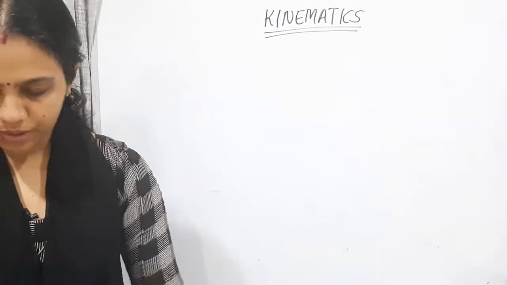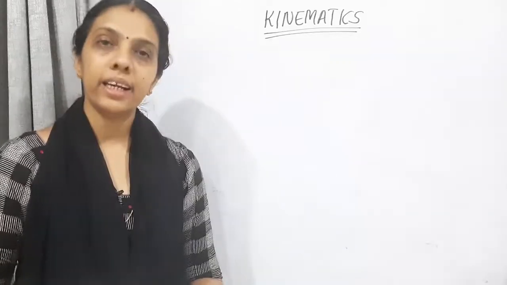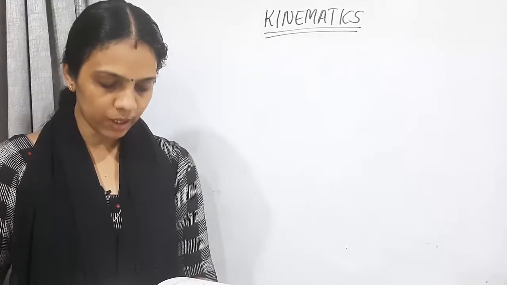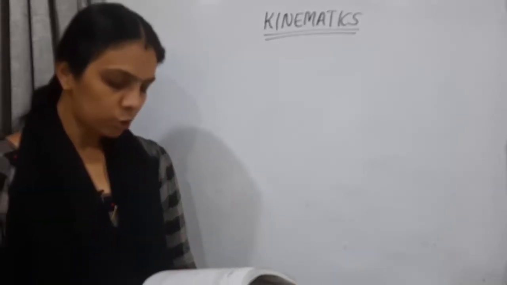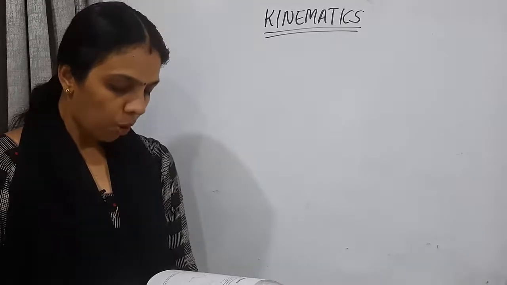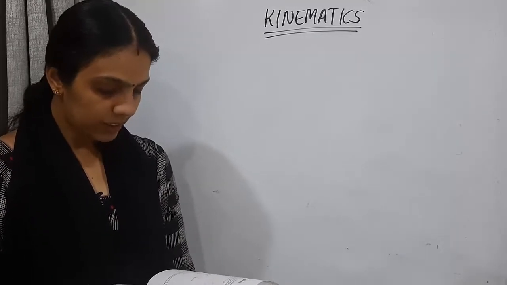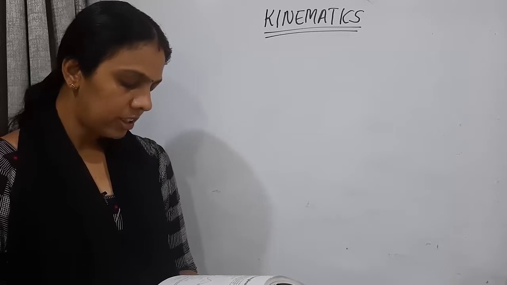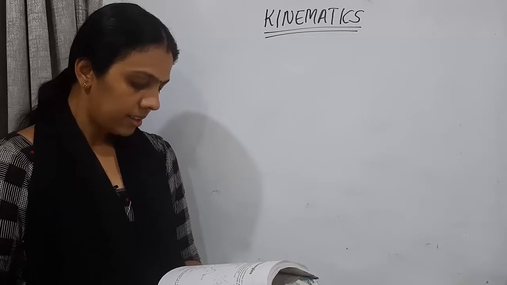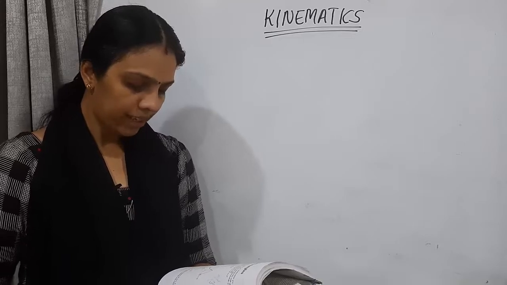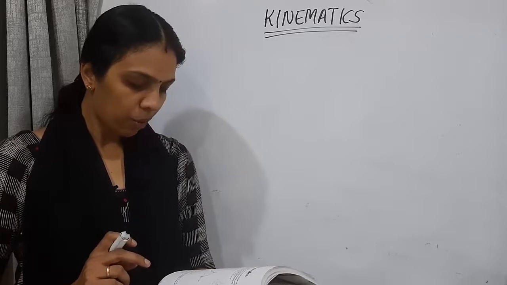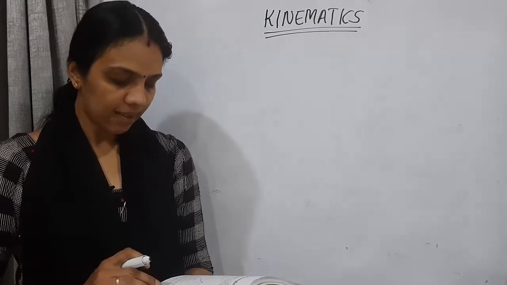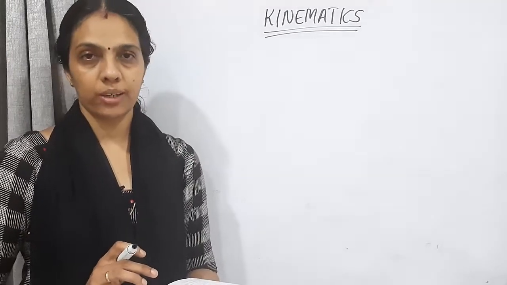Here the first question is: an open lift is moving upwards with a velocity of 10 meter per second. It has an upward acceleration of 2 meter per second square. A ball is projected upward with velocity 20 meter per second relative to ground. Find the time when the ball again meets the lift. The displacement of the lift and ball at that instant, and the distance travelled by the ball up to that instant. Take g as 10 meter per second square.